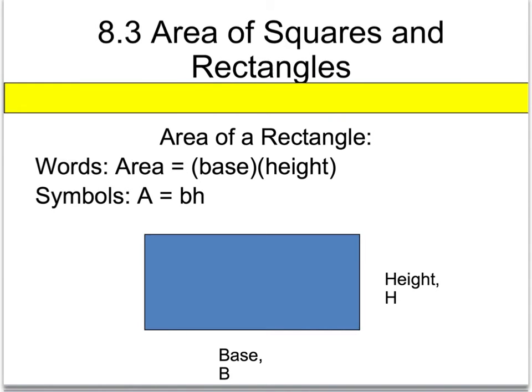Rectangles. I know you've seen rectangles as well. Area of a rectangle, in words, area is equal to base times height. Multiply those together. You've probably also seen length times width. It's the same idea. Multiply those together and you come up with your area. Pause now if you need to finish writing this down.